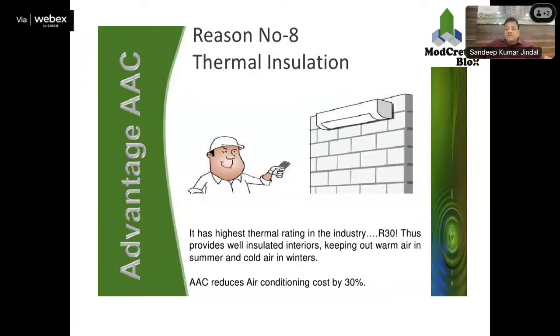If you do air conditioning, you will save 30% of the air conditioning capital cost as well as running cost. Suppose you make a hall with 100 tons of refrigeration. If you use these walls, it may reduce up to 30% of the capital cost. You can reduce it by 30 tons and the running cost itself will come down. And in the winters, the heating cost will come down.